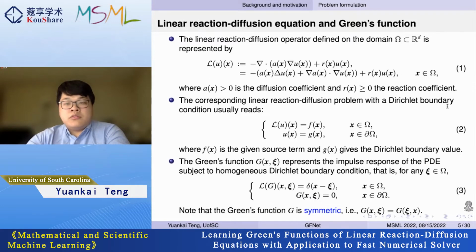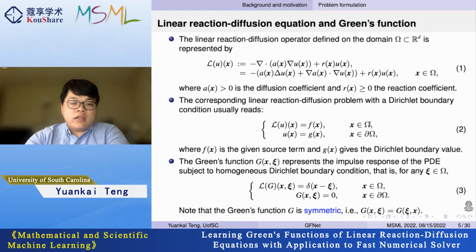And now I would like to introduce some basic problem formulation. In this work, we consider the linear reaction diffusion operator defined on the domain omega in R^d, where a(x) is the diffusion coefficient and r(x) is the reaction coefficient. The corresponding linear reaction diffusion problem with a Dirichlet boundary condition is usually written as Lu(x) = f(x), and u(x) = g(x) on the boundary, where f here is the given source term and g is the Dirichlet boundary condition, which is also given.